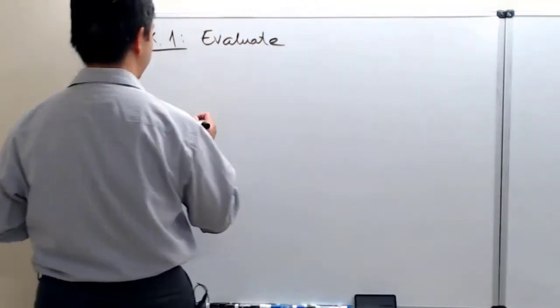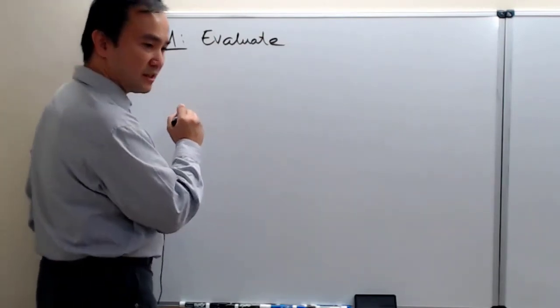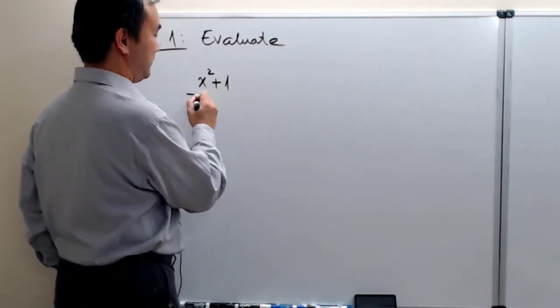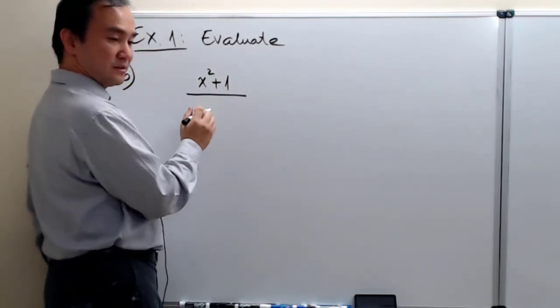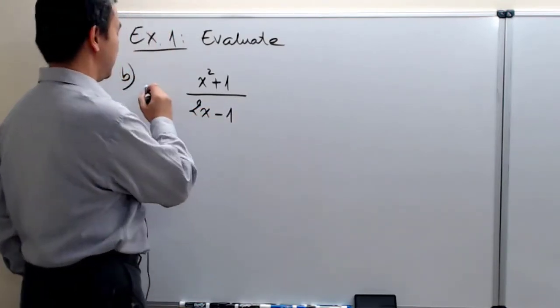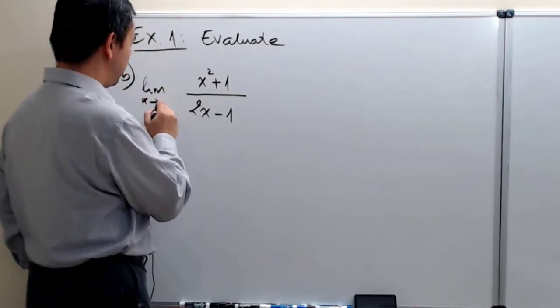All right, and same example. Let's look at question B right here. How about x squared plus 1 divided by 2x minus 1, a quotient. And here we're looking at the limit as x is getting close to 0.